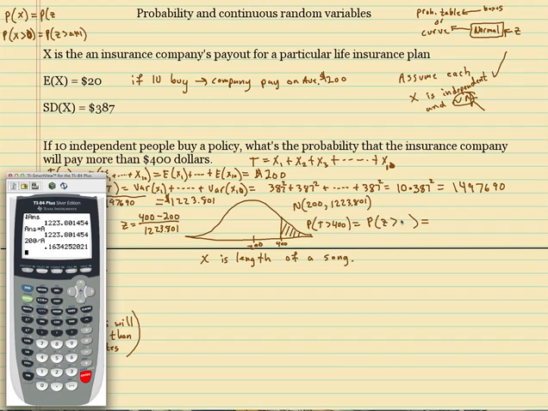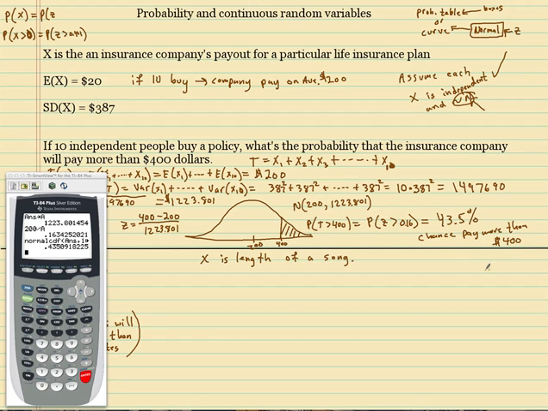So my Z is 0.16, and I just normal CDF that. Normal CDF and then a big number. See this number? Normal CDF, comma, big number. So there's a 43% chance you'll pay more than 400.